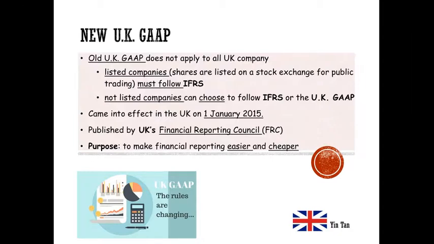Compared to the new UK GAAP, the old UK GAAP does not apply to all UK companies. According to EU laws, listed companies must follow the IFRS. Non-listed companies can choose whether to follow the IFRS or the UK GAAP. On the other hand, the new UK GAAP applies to all accounting periods starting on or after January 1st in 2016. It aimed to make financial reporting both easier and cheaper, whilst creating a more unified, coherent, and succinct set of standards.